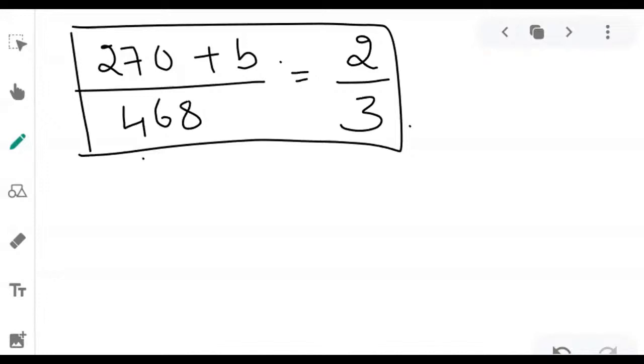He's saying 270 plus some extra number of boys is to 468, the new number of girls, must be equal to 2:3. Is this the condition that he's asking for? Yes? Does it make sense? Yes, ma'am. Vinay?